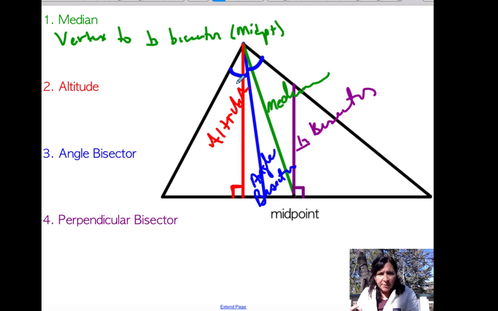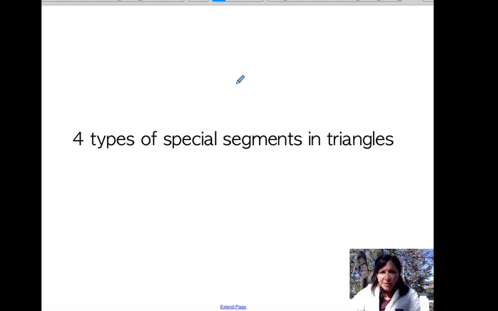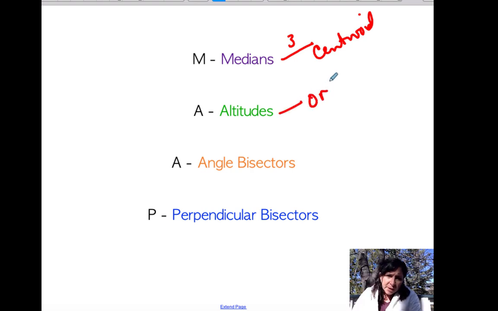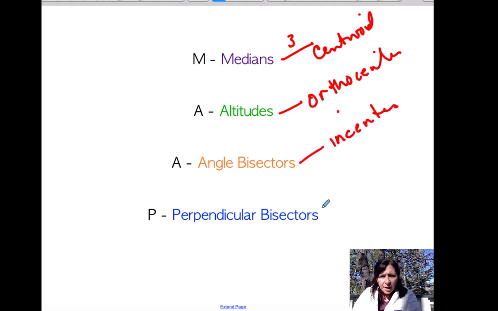Those are all about the points of intersection as well, and you need to know those too. So again, 4 types of special segments in triangles. We're going to call them medians, altitudes, angle bisectors, and perpendicular bisectors. So 3 medians is going to give me my centroid, which is the center of mass. 3 altitudes is going to give me my orthocenter. 3 angle bisectors is going to give me my incenter. And 3 perpendicular bisectors are going to give me my circumcenter.